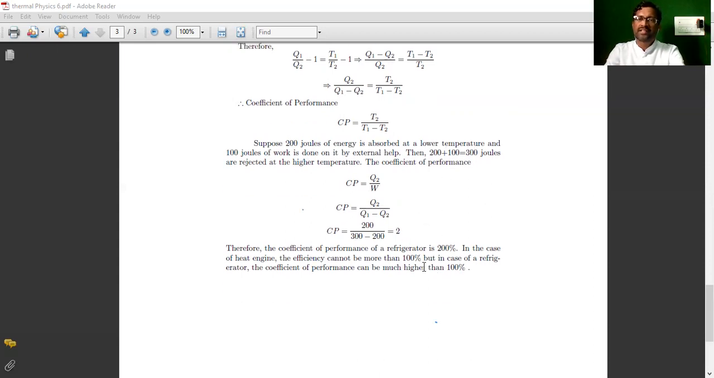So here one of the interesting things that we see is that the coefficient of performance of the refrigerator here is 200%. Now we have seen in the case of heat engine, efficiency could not be more than 100% because of the practical problems, the practical limitations. Here, in case of refrigerator, coefficient of performance can be much higher than 100%.